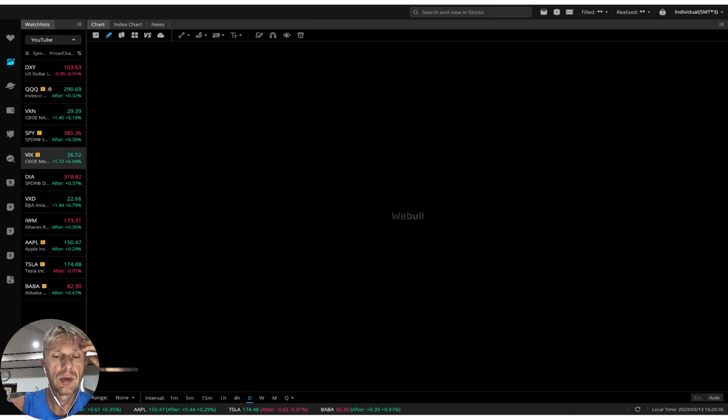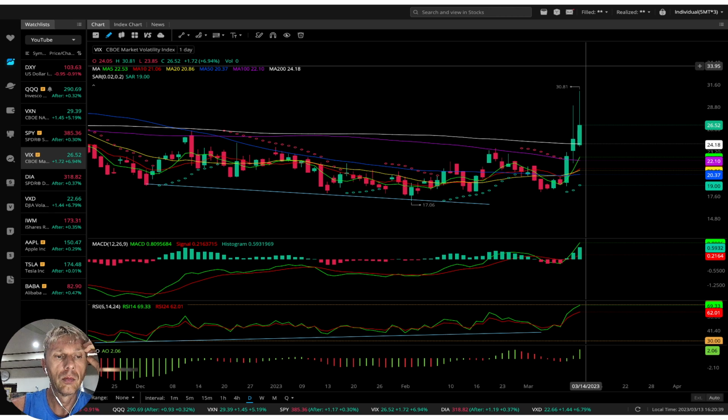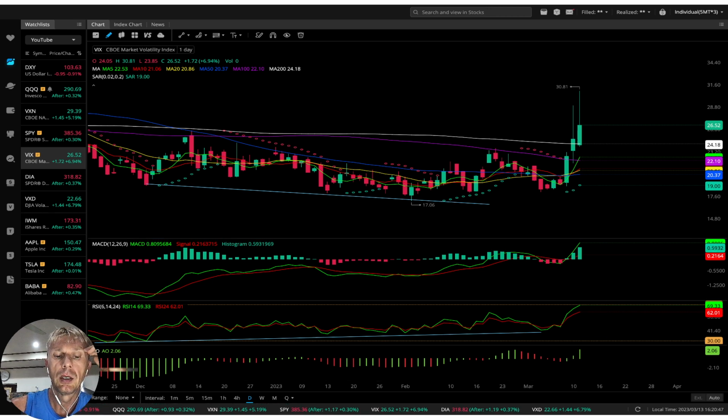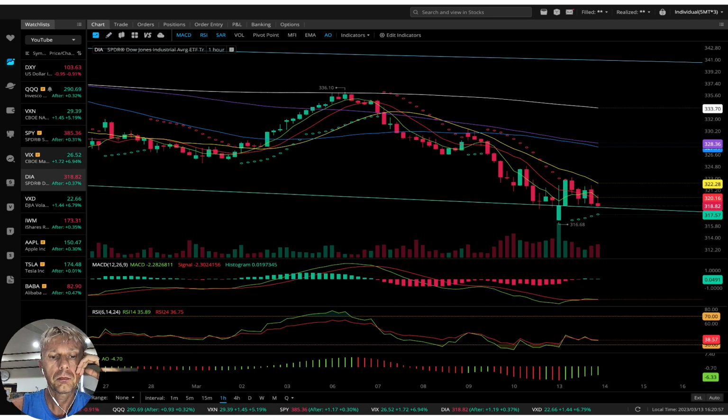Let's move to VIX, volatility index daily. Bullish run, bull run, right? It closed above MA200, bullish signal on all indicators. It is bearish for SPY. When VIX bullish, it's bearish for SPY. Daily time frame, I'm sorry, not daily.